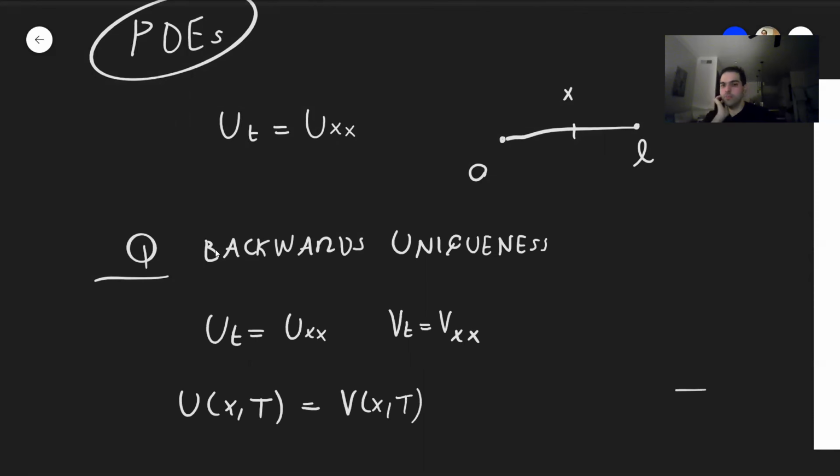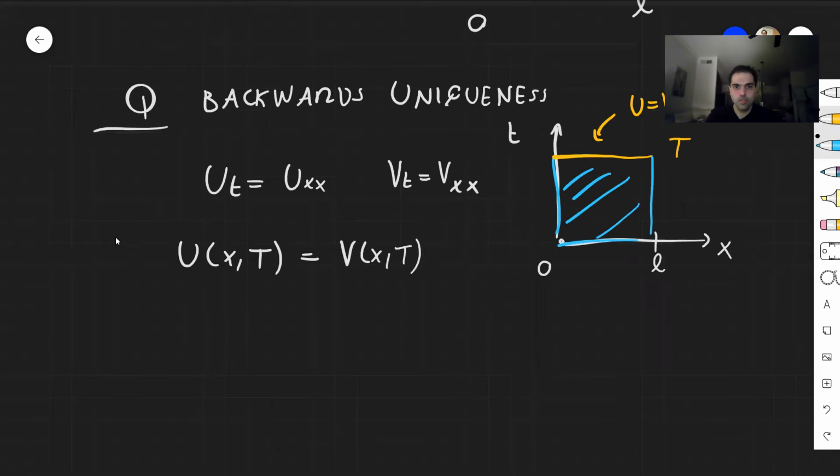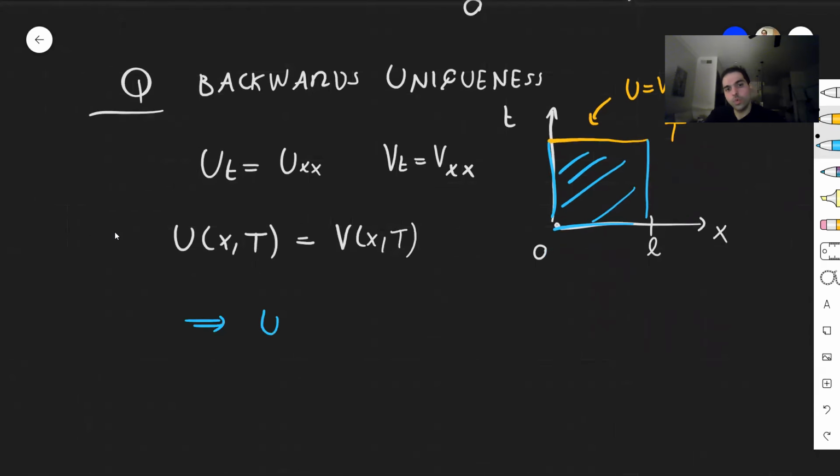So maybe in terms of a picture, if this is x and this is a rod from 0 to L, and this is time t, and suppose for some terminal time t, we know that u equals v. The question is, does it follow that u equals v everywhere? And in general, the answer is no, because heat is irreversible.